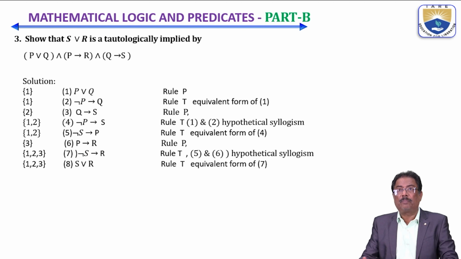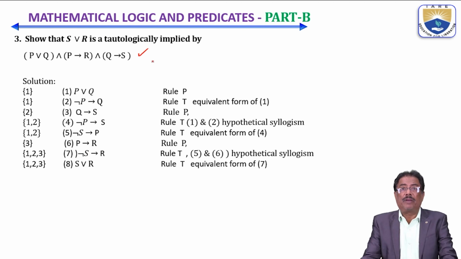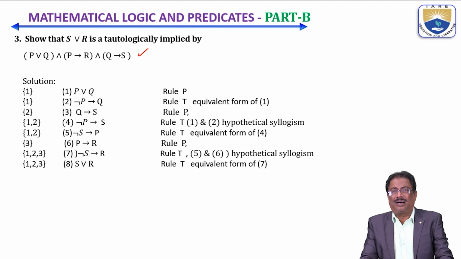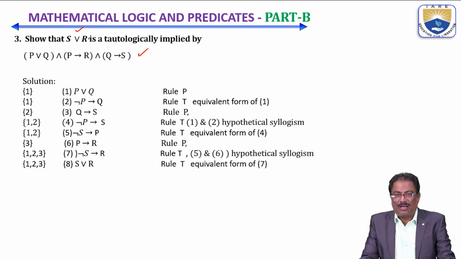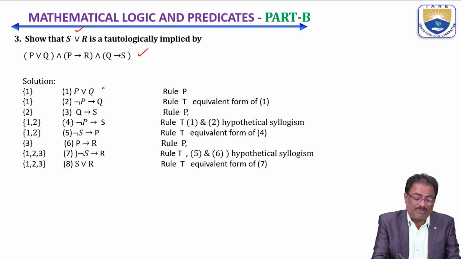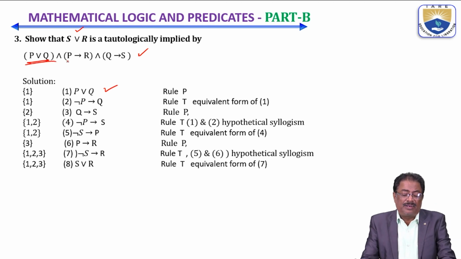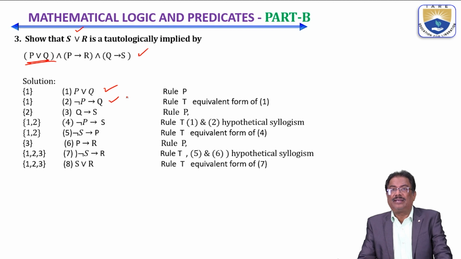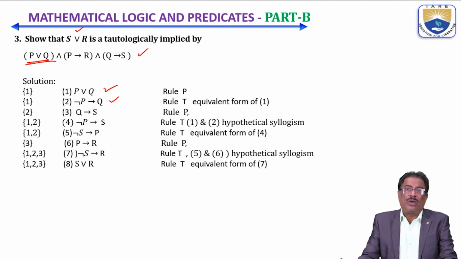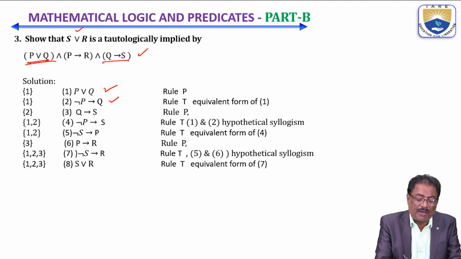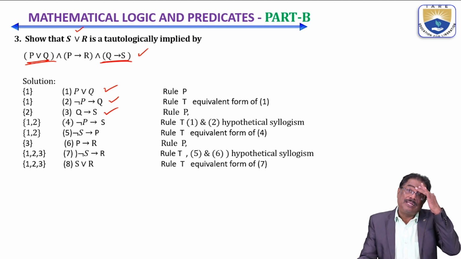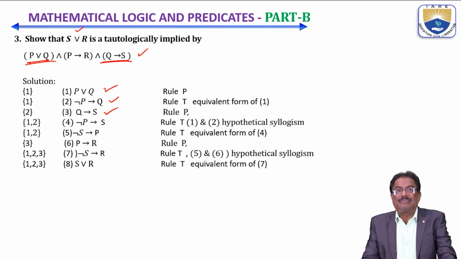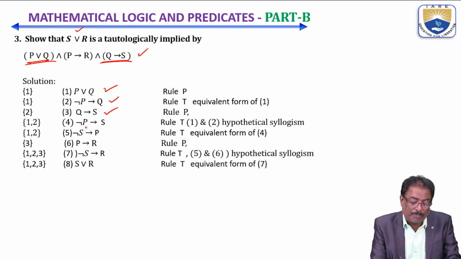Suppose the next one is: show that S or R is tautologically implied by this. So we have P or Q and P or R and Q or S, which implies S or R. So first the given premise, and then we are going to write its equivalent form, and next we consider another premise, Q to S. Two premises we consider here.